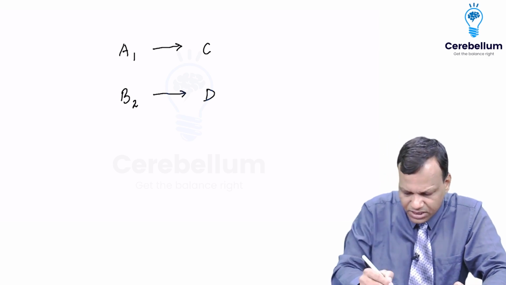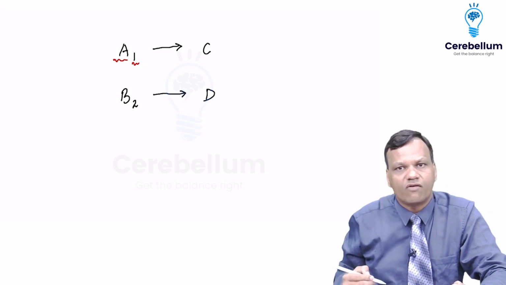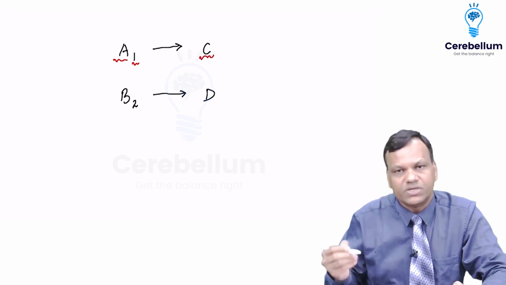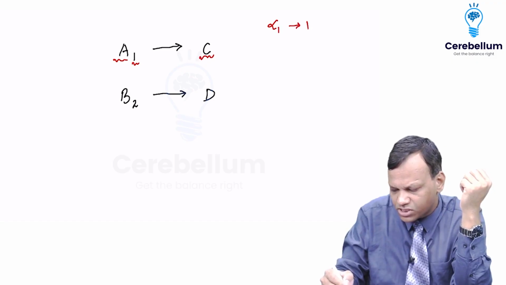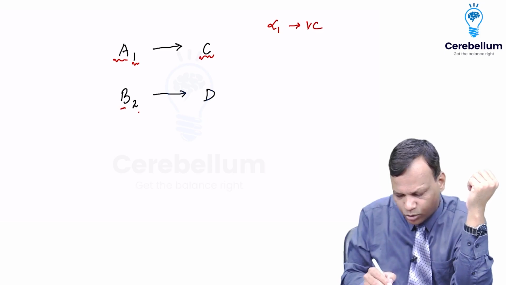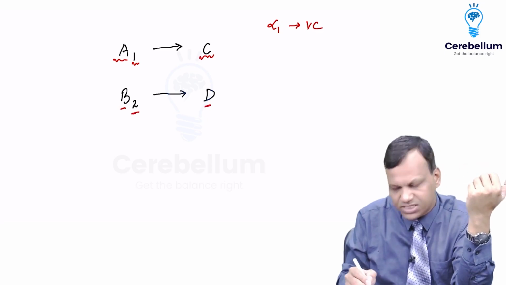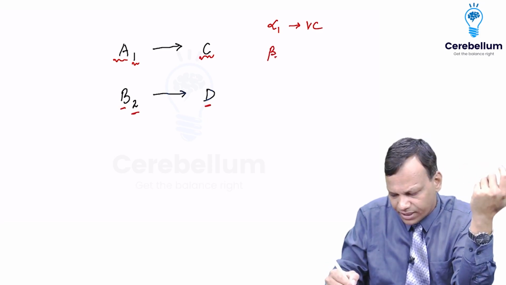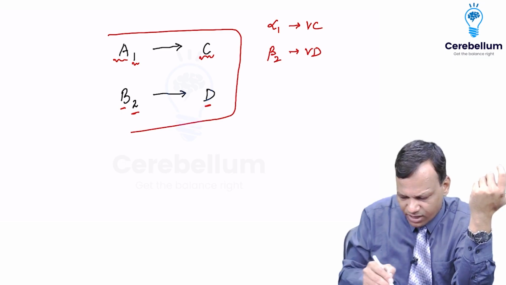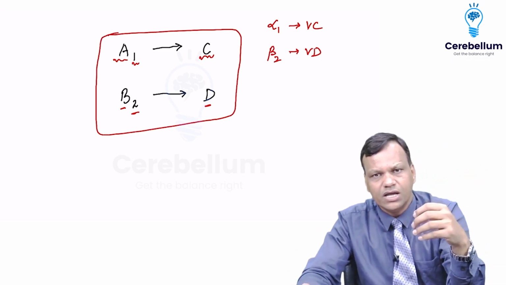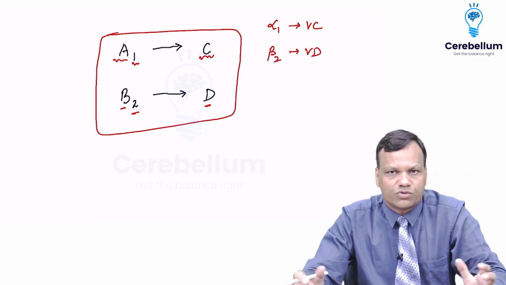So A1 means alpha 1. Alpha 1 causes constriction, meaning vasoconstriction. So alpha 1 receptor causes vasoconstriction. And B2 means beta 2, and D means dilation. So beta 2 receptor is causing vasodilation. Okay, so you can remember: alpha 1 receptor causes vasoconstriction and beta 2 receptor causes vasodilation.